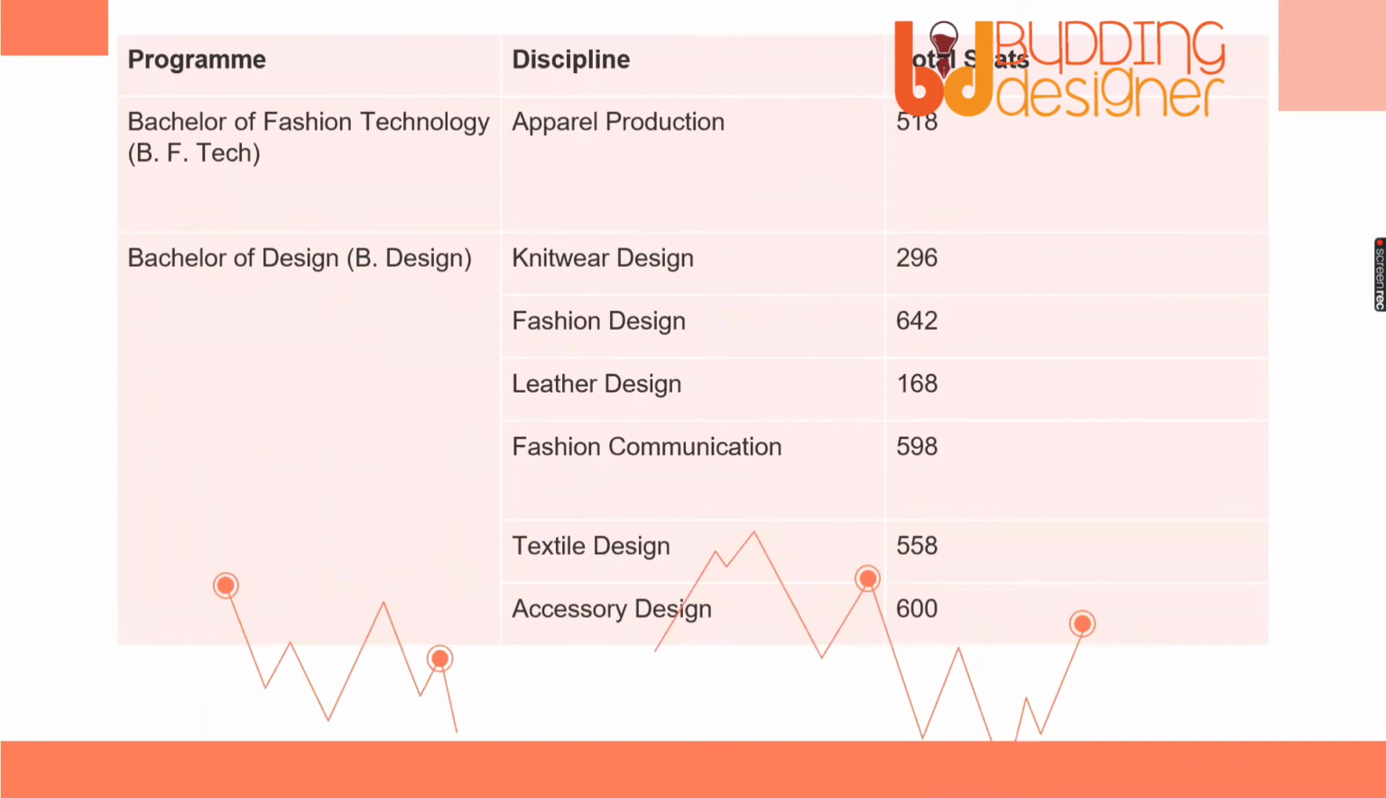We have a total of 1518 seats in apparel production, that is BF Tech. In Bachelor of Designing, Knitwear Design, we have 296 seats, Fashion Designing 642 seats, Leather Designing 168 seats, Fashion Communication 598 seats, Textile Design 558 seats, and Accessories Designing 600 seats.